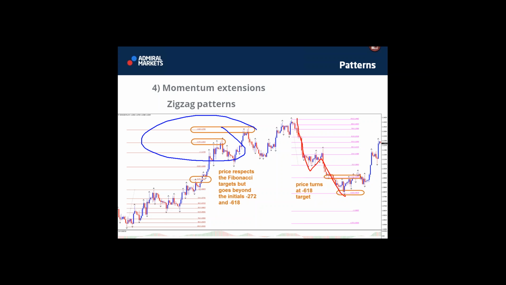But with reversals, look at that ABC, right? Stops at the 272 target, ends up at the minus 61.8 target. So you want to be aware of momentum extensions that happen more with the trend. Zigzag patterns happen more in reversals.